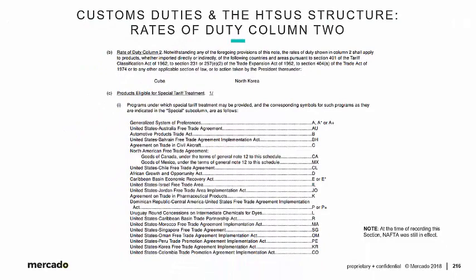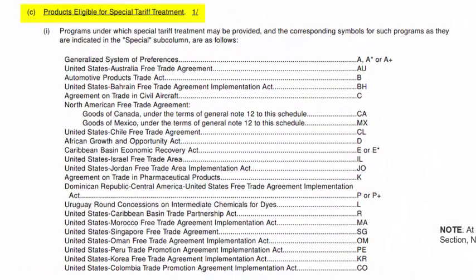But to run through again, in C, products eligible for special tariff treatment that fall in that special column. GSP, symbolized by A asterisk or A+. We've talked about a bunch of these. AU is Bahrain. Automotive Products Trade Act, that's a preferential duty program signified by the uppercase letter B. Bahrain we talked about. C, we haven't mentioned much. Agreement on Trade in Civil Aircraft, specific to the aircraft industry. NAFTA, CA and MX, Chile, CL. African Growth and Opportunity Act, we talked a little bit about. That's D. And down the list we go.